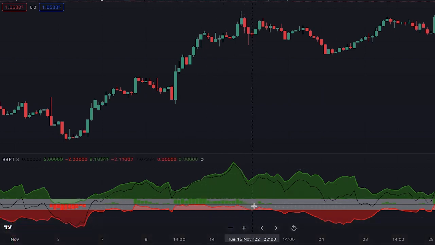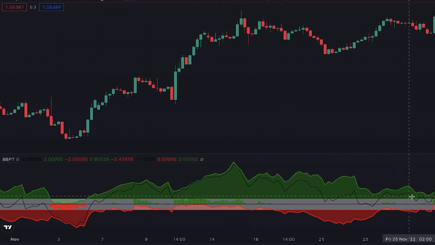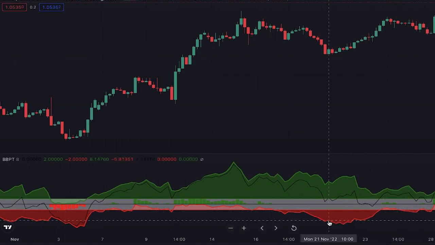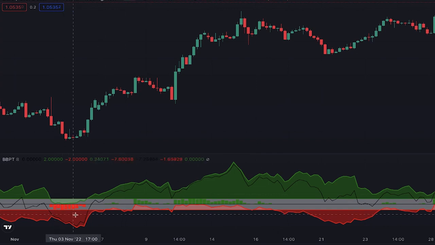This black line that you see here at the center of the indicator is the center line, which is zero in this indicator. And you can clearly see that this green line is always moving above zero. On the other hand, we have this red line, which is called the bear line. And it always goes below zero. You can clearly see that it's always moving below zero and it will never go above zero.